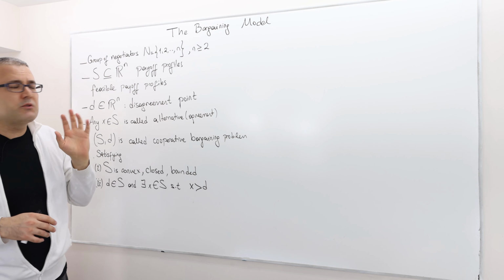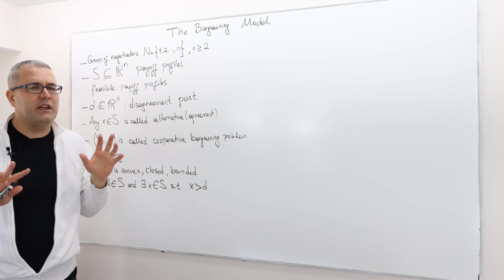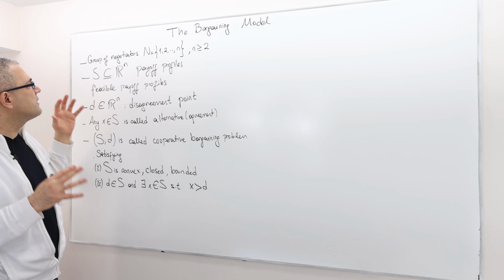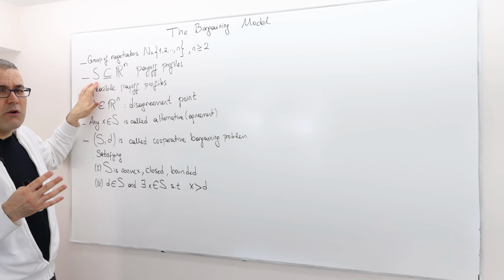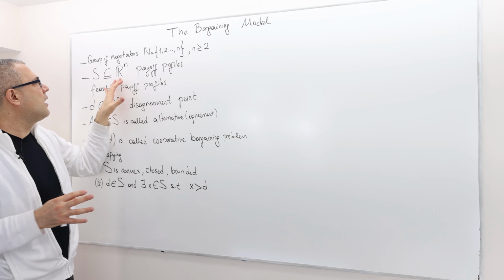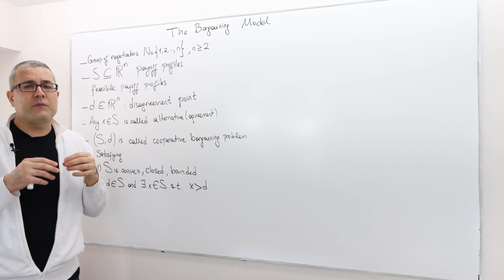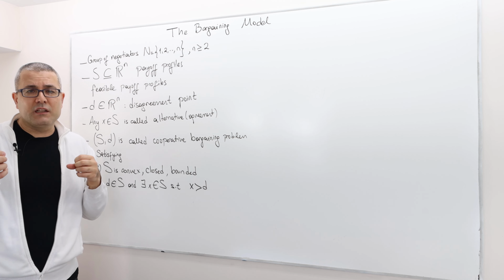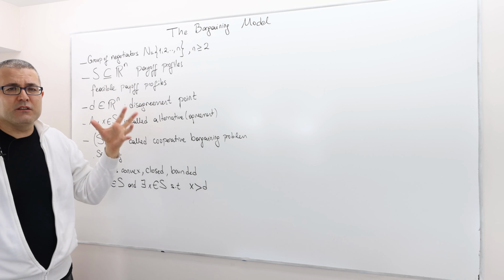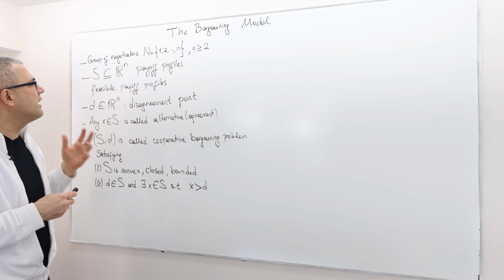Well, the second most important thing is obviously the payoff profile. So this is where the abstraction starts. So we're going to denote it by S. All right, well, it's going to be a subset of Rn. So Rn is basically the set of vectors of reals, the n-dimensional vector space. All right, and each component is just a real number.